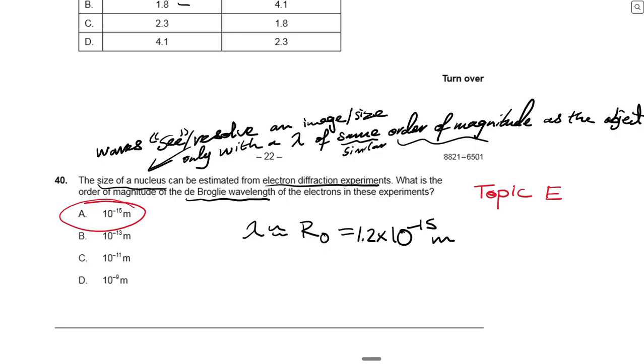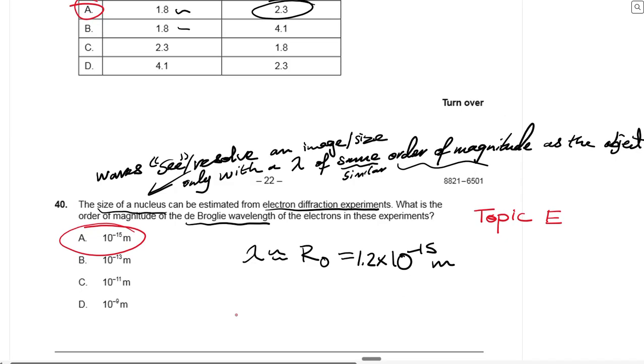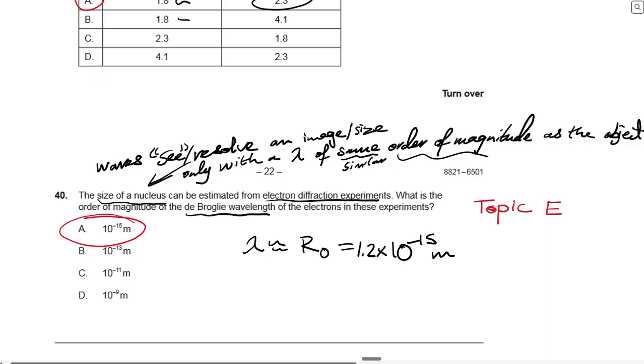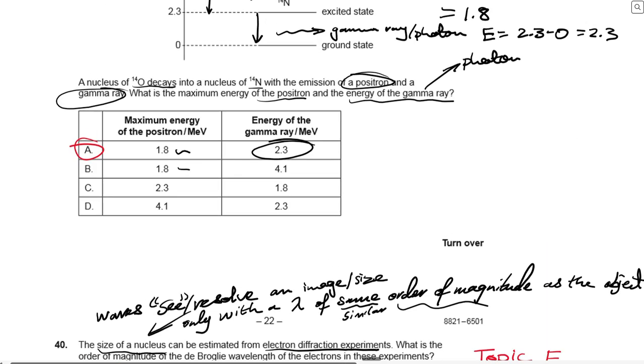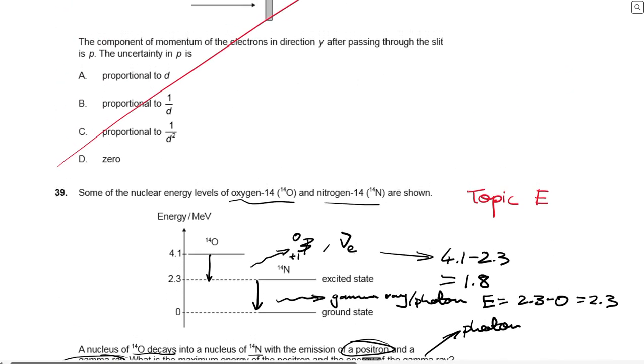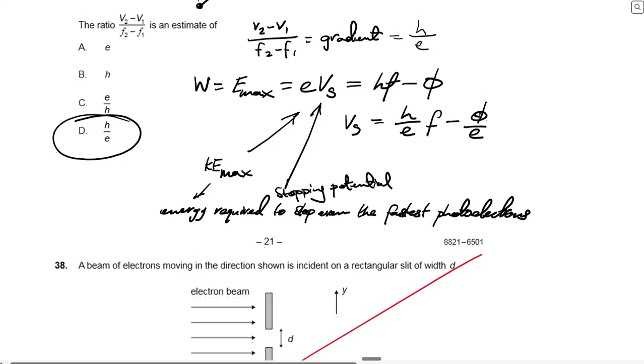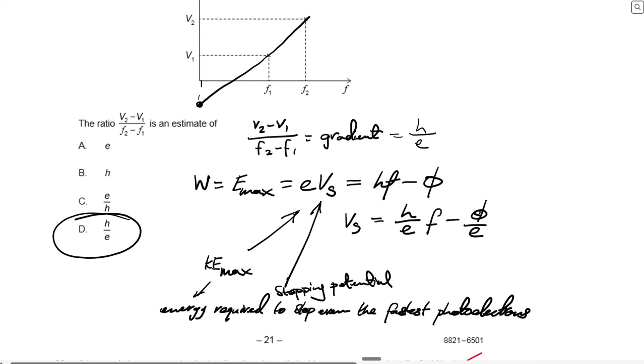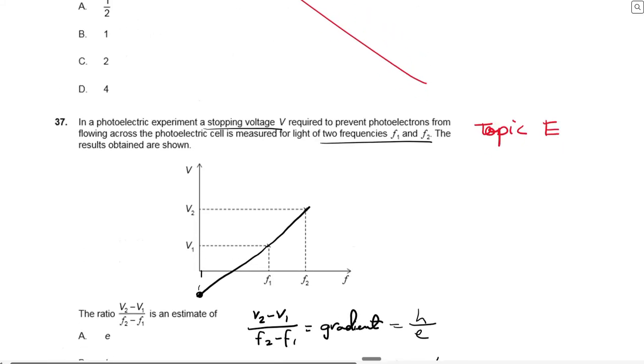The same thing goes for anything, sound or radio waves. The object it's measuring has to have the same order of magnitude as the wavelength, a similar size. That's why slit diffraction experiments need extremely small slits to match the wavelength. And that's it for topic E.